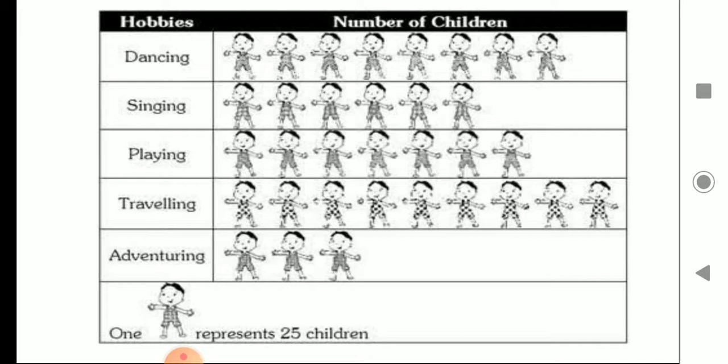So you have to multiply that number by 25. How many for singing? How many for playing, traveling and adventuring? You will draw this picture and answer. How many students like dancing? How many students like singing? How many children like playing, traveling, adventuring? You have to answer this figure.